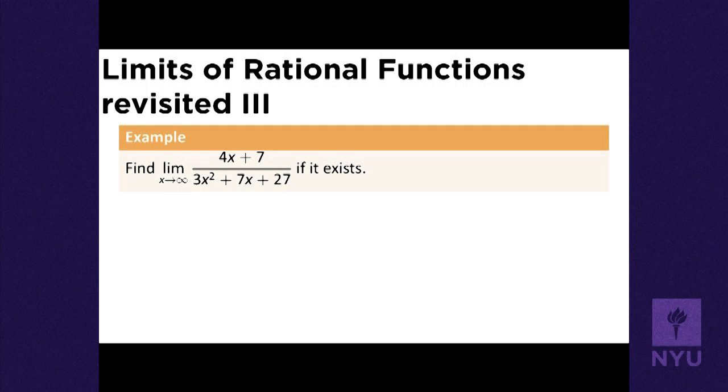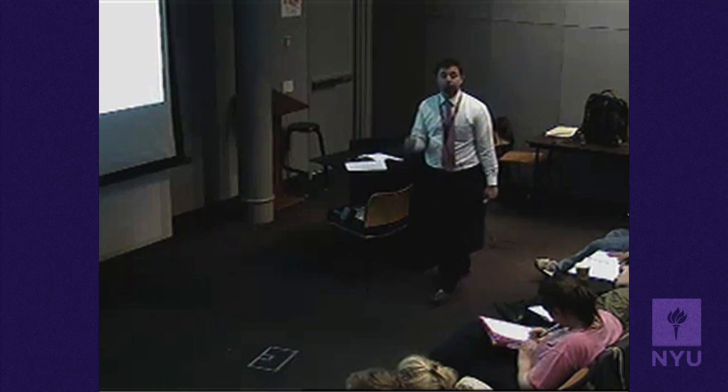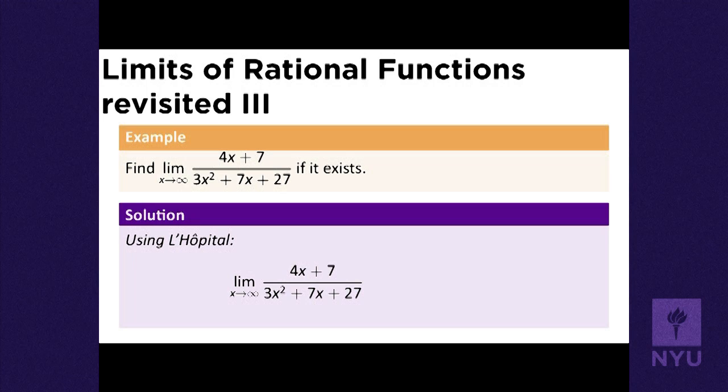Okay. How about this one? 4x plus 7 over 3x squared plus 7x plus 27. Again, this is indeterminate because the numerator and denominator both go to infinity. So again, we can try L'Hopital's rule. The derivative of the numerator is 4. The derivative of the denominator is 6x plus 7.